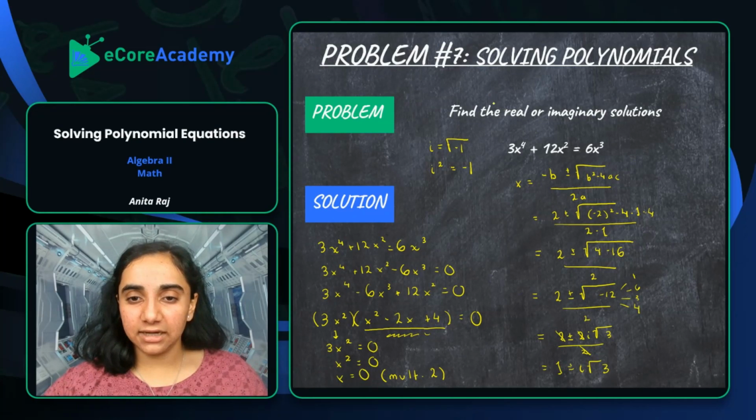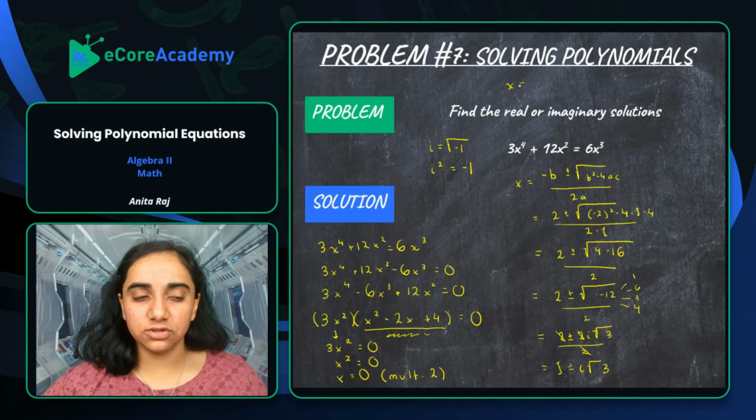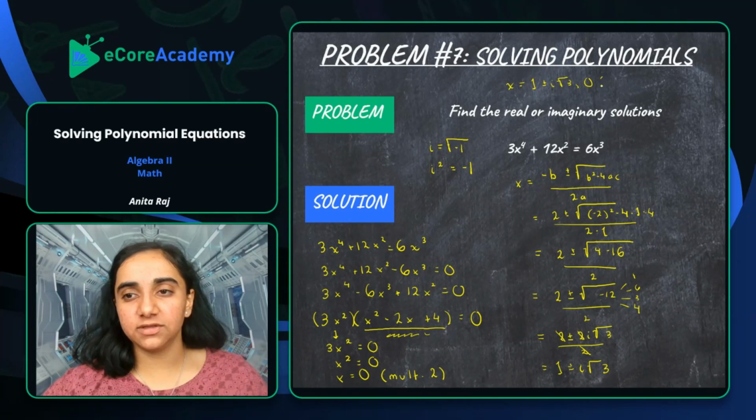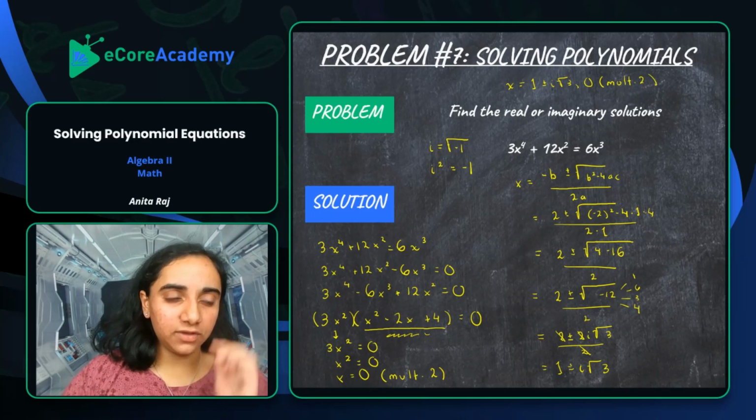So x is technically, I'm going to write it up here, x is equal to 1 plus or minus i root 3, and it's also equal to 0. Don't forget the 0 we found at the beginning with a multiplicity of 2. All right, so we're done solving that.